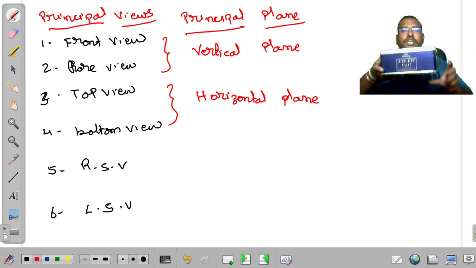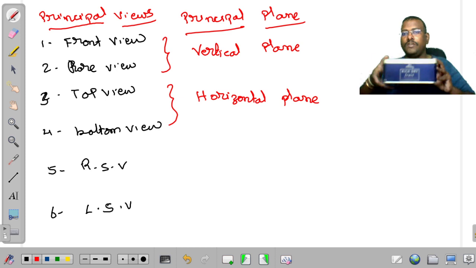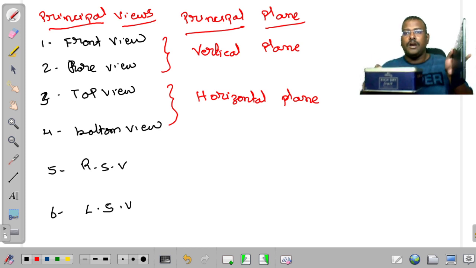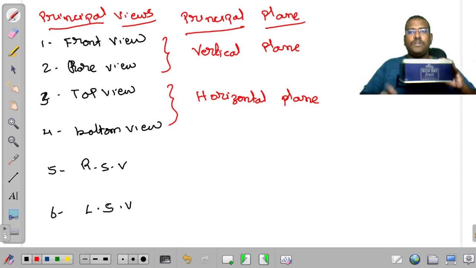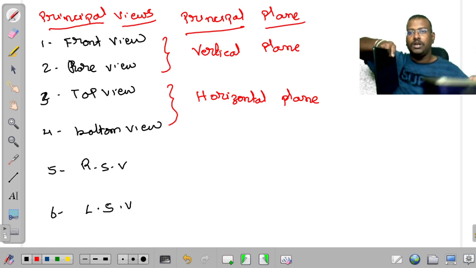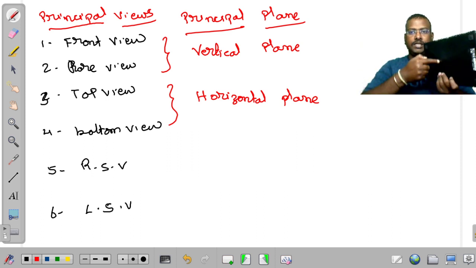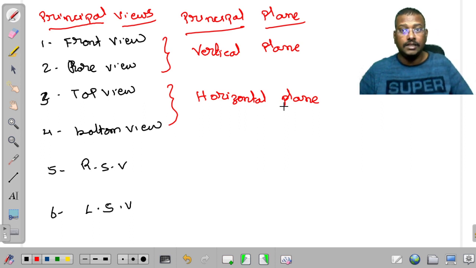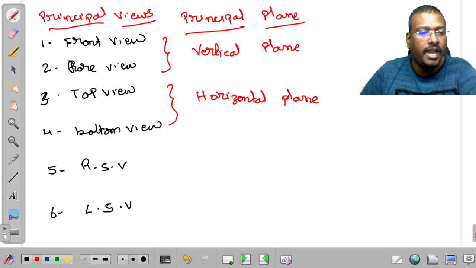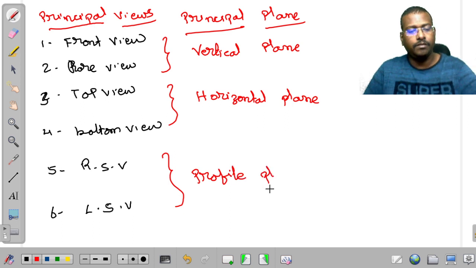Good. So what about the remaining, sir? If I view the object from here, it is called right side view. Right side view shadow will fall here on this plane. What about here? Left side view will fall the shadow here. Therefore, left side view will fall on this, and right side view will fall on this. This plane is considered as the profile plane.